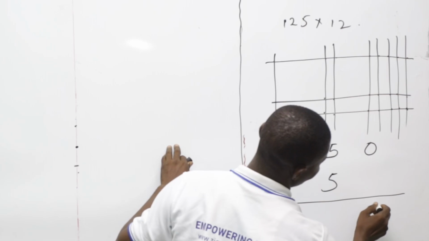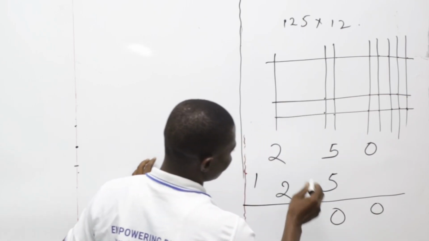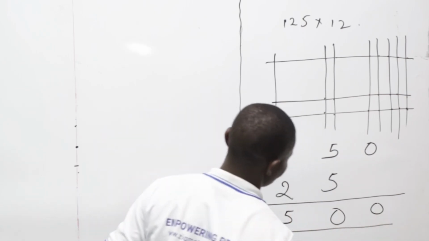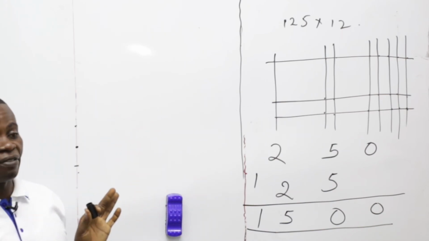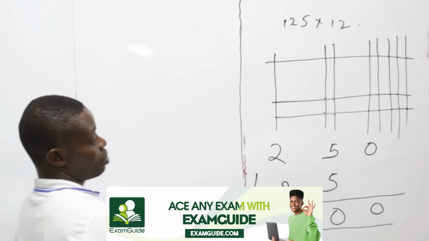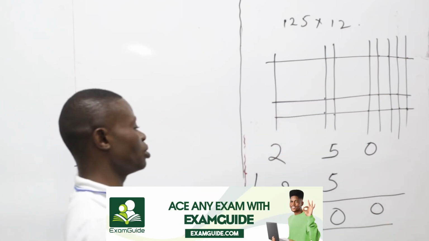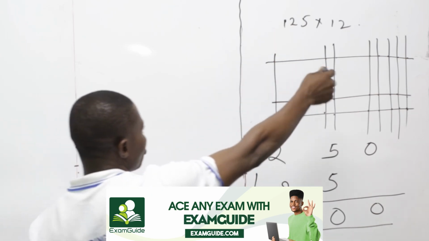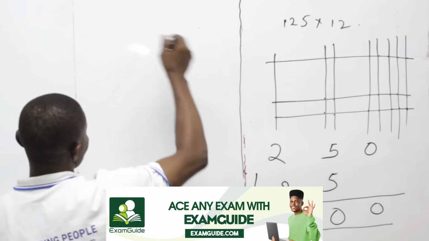Add them together. This is 0, this is 0. Carry 1, this is 4, 5, 1,500. Do you want to verify? No issue. But I know from the magic stick, your solution is what? 1,500. But the normal multiplication you people know, almost everybody knows, is this.